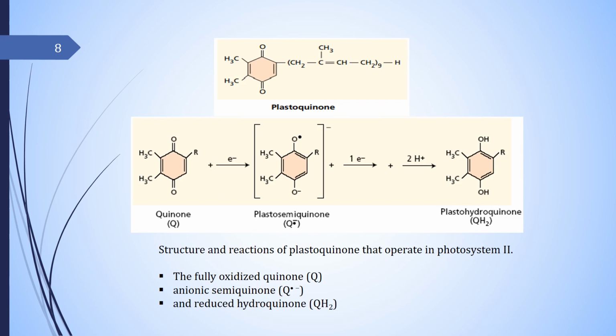Here is the structure of plastoquinone. You can see here a ring structure along with a side chain, with this unit repeated 9 times, and hydrogen.